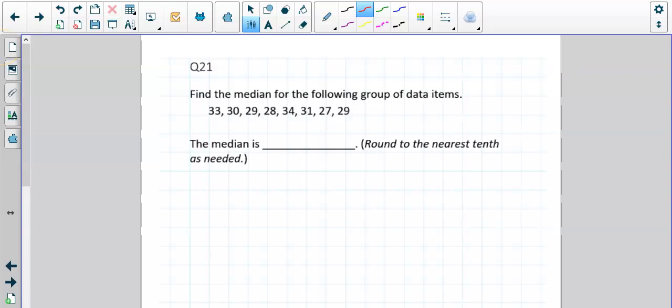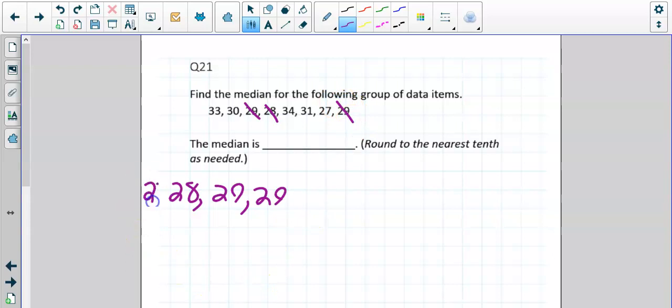Median. Again, you can go straight into the calculator, put all these numbers, and figure it out. But you can also just do it quickly by hand. I mean, just put your numbers in order. So 28 is the smallest. And then you got 29, 29. Marking these off as I go.